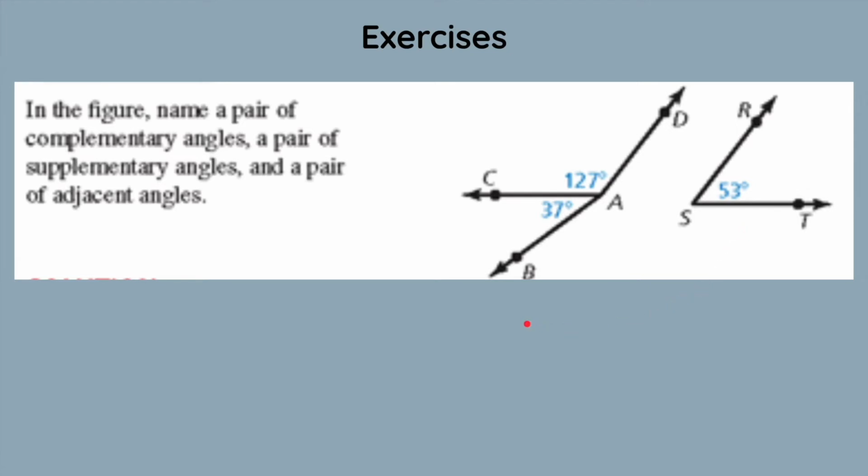Now for a pair of supplementary angles, there are two angles that add up to 180 degrees. So angle CAD and angle RST, 127 plus 53 equals 180 degrees. So those would be your supplementary angles. Now finally, for your adjacent angles, we would have two angles that share a common vertex and common side. So as we can see here, angle CAB and angle CAD would be adjacent angles.